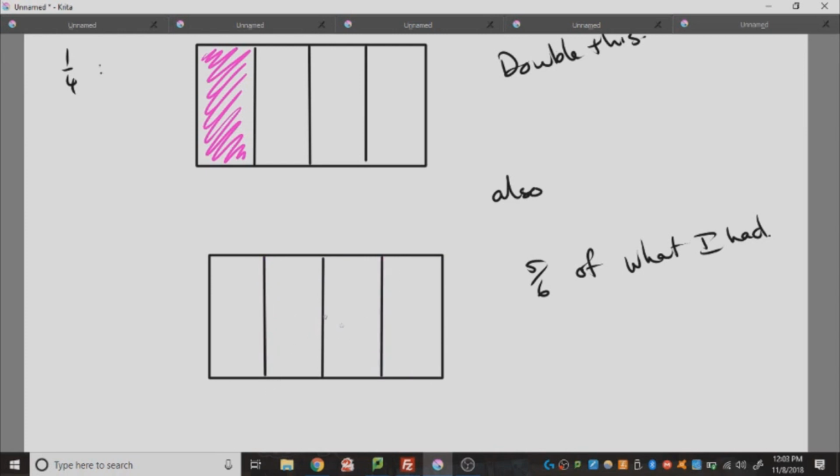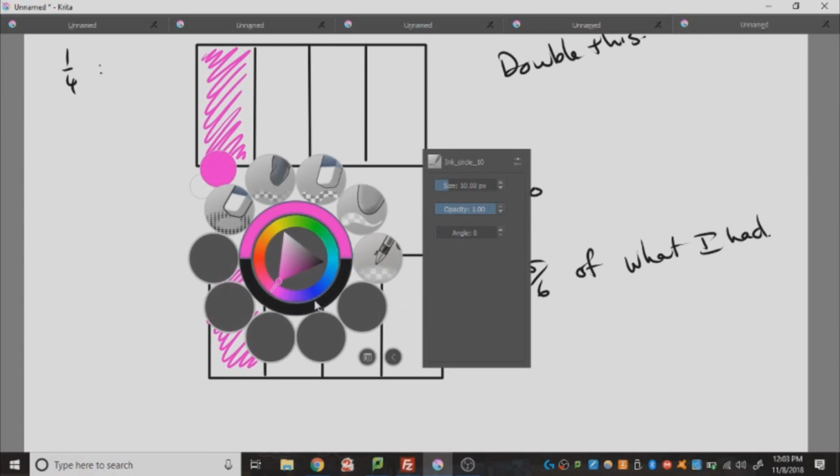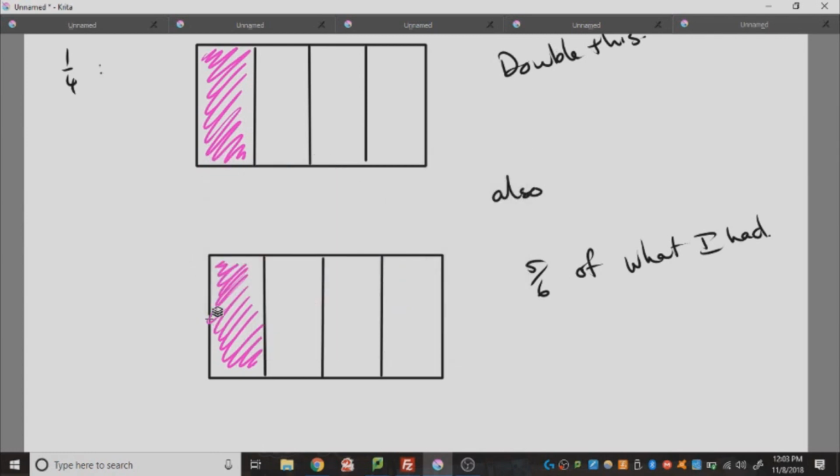What to do? Pink time. So for this, I need to go 6 rows. 6 rows. Split it in half, and then each half into 3 pieces.